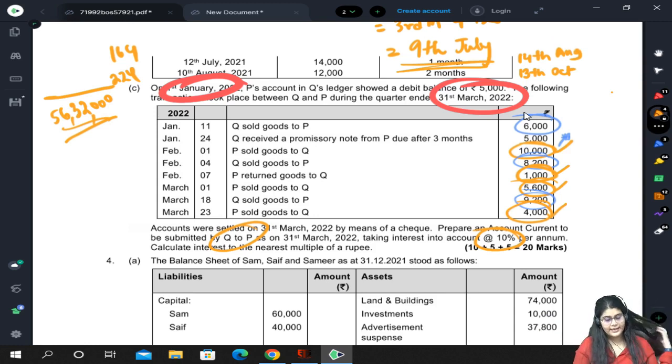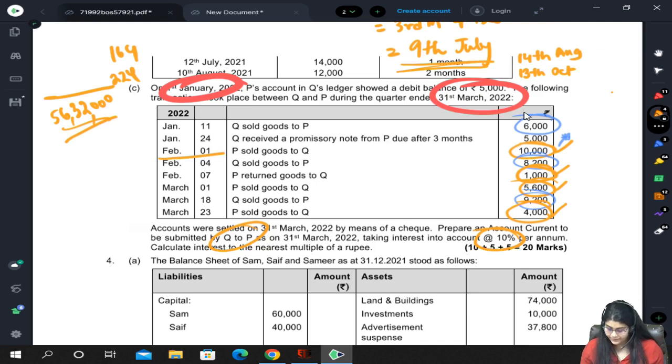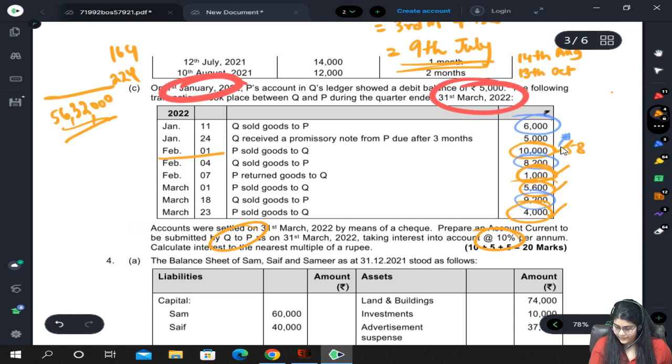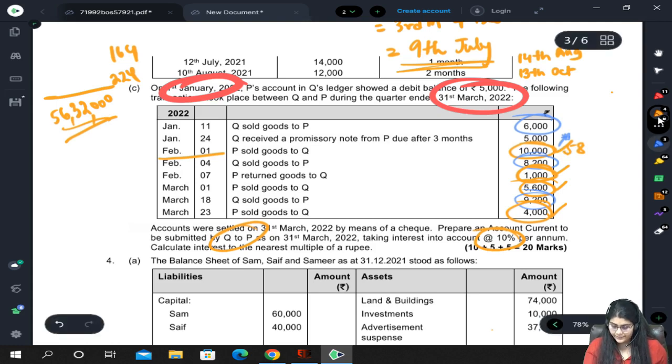And let's quickly calculate the number of days. This one is 1st Feb. This one is 1st Feb. So 1st Feb to 31st March will give us 58 days. Next, this 6,000 also we skipped. 11th Jan to 31st March means 28, 31. And from here another 20. Giving us a total of 79.